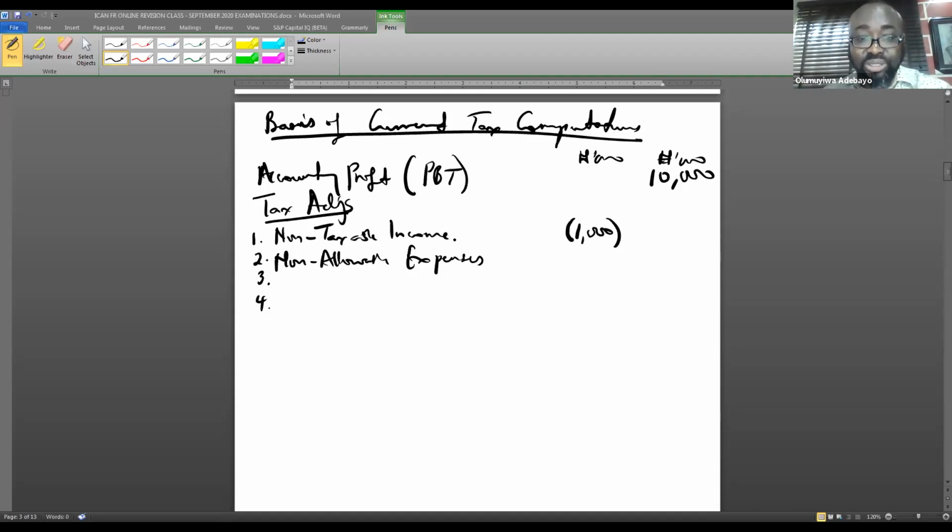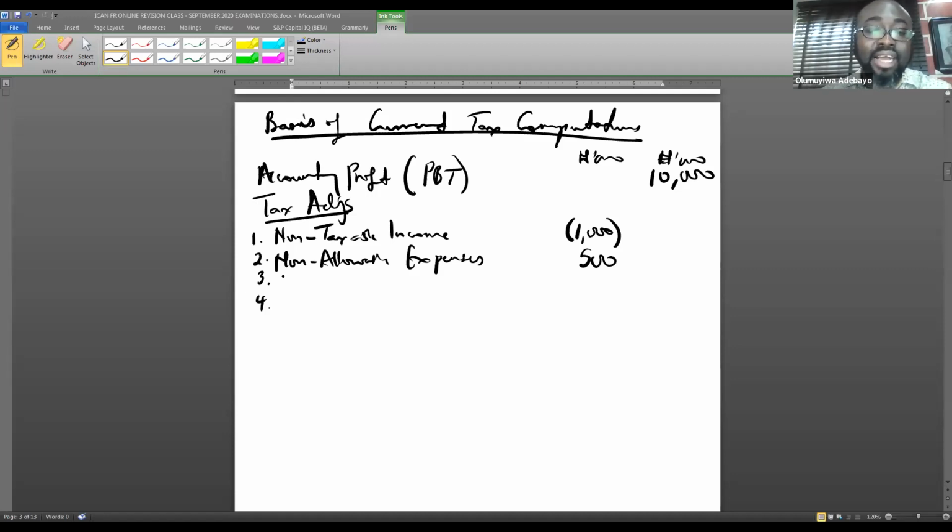And in that situation, every non-allowable expense has reduced the amount of our profits. Therefore, what do we do? You add it back. Adding it back means that they shouldn't have been deducted in the first place. And if that is the case, let me say it is 500, I add 500 back.